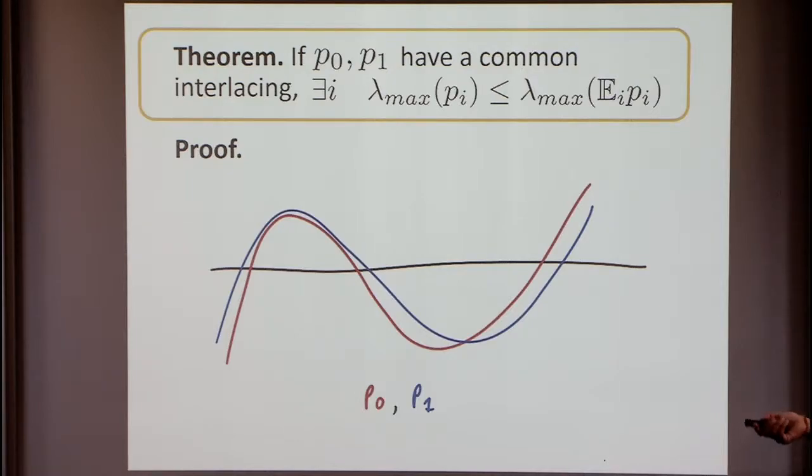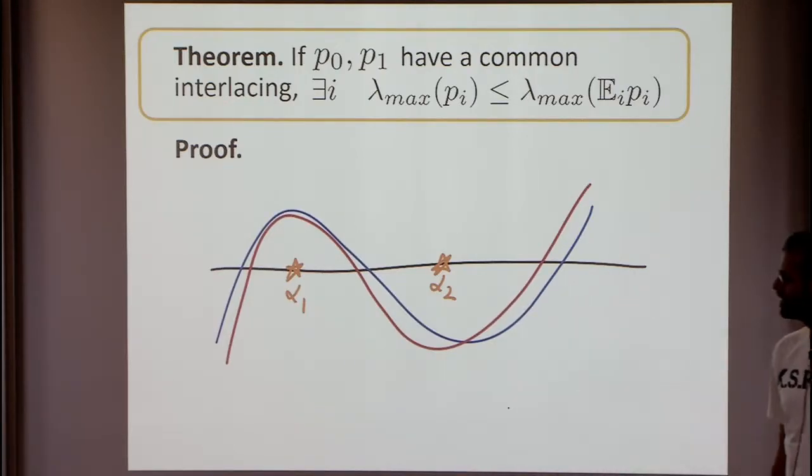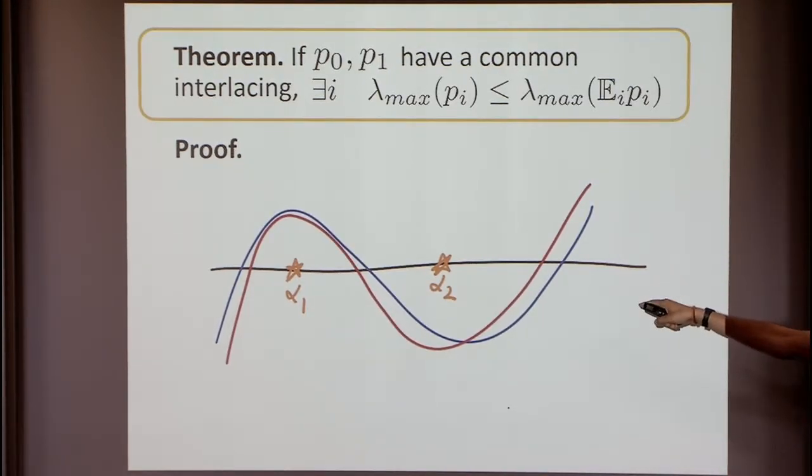So here's the proof. Here are my two polynomials, P0 and P1. They're cubics, they're monic, and they have real roots. What I've assumed is that they have a common interlacing, which is a quadratic polynomial, which interlaces both of them. So the roots of the quadratic look something like this. There are these stars, alpha 1 and alpha 2. And the roots of the common interlacing split the real line into three intervals, right? Each interval contains exactly one root of each of my individual polynomials. That's what it means to have a common interlacing. Each of these intervals has exactly one red root and one blue root.